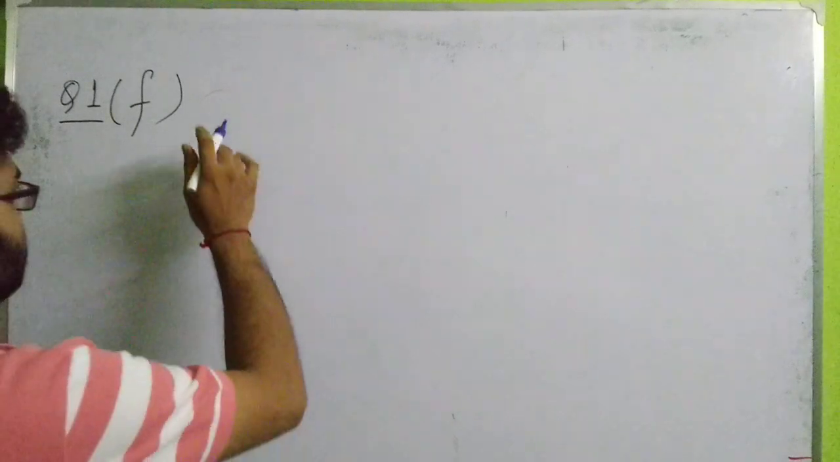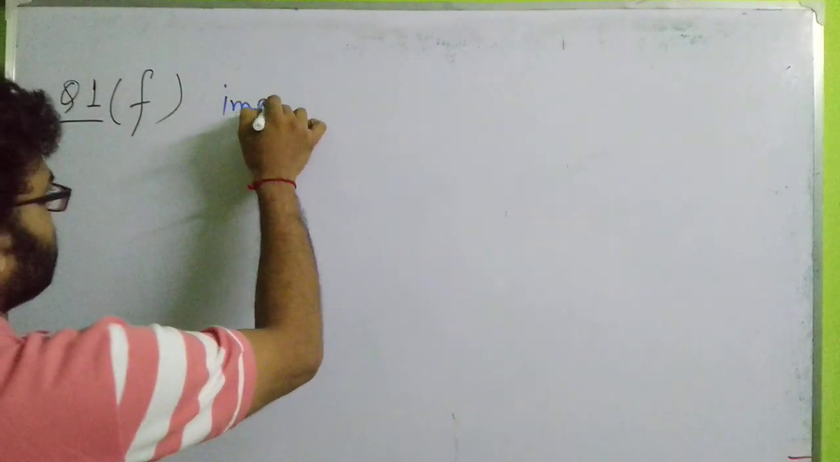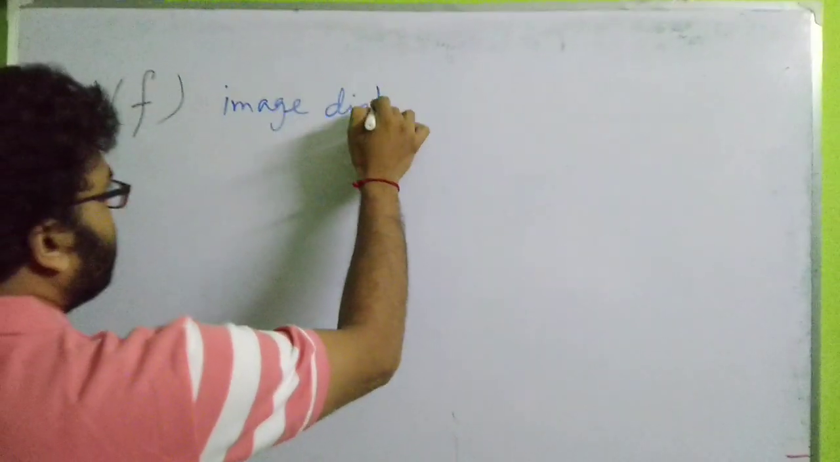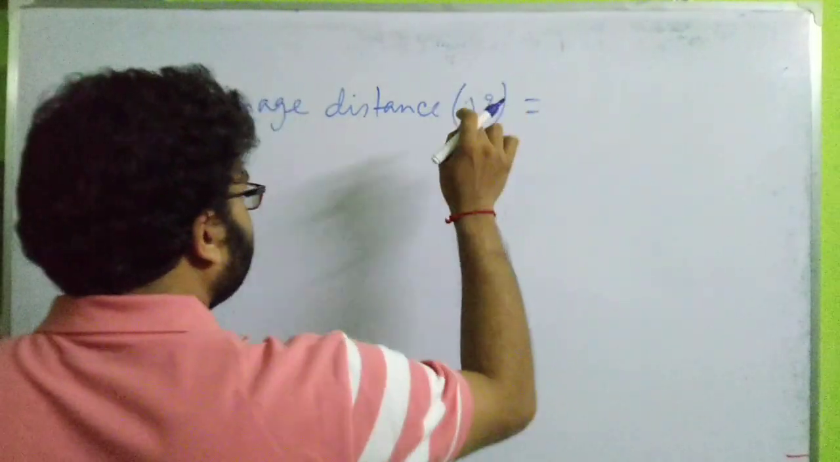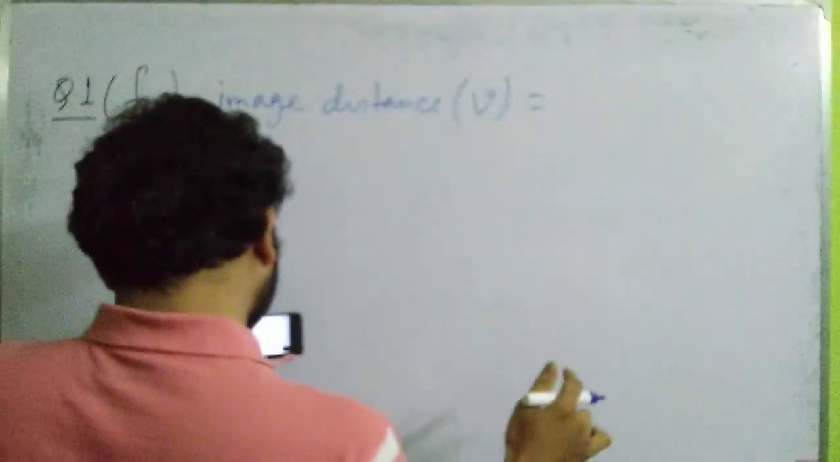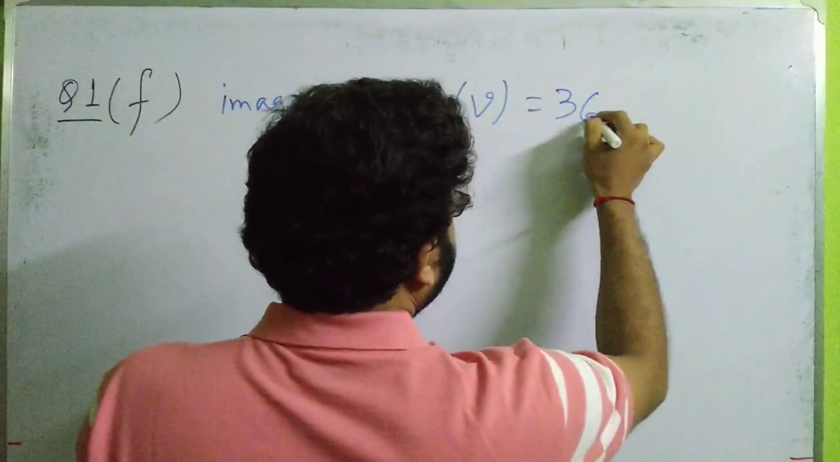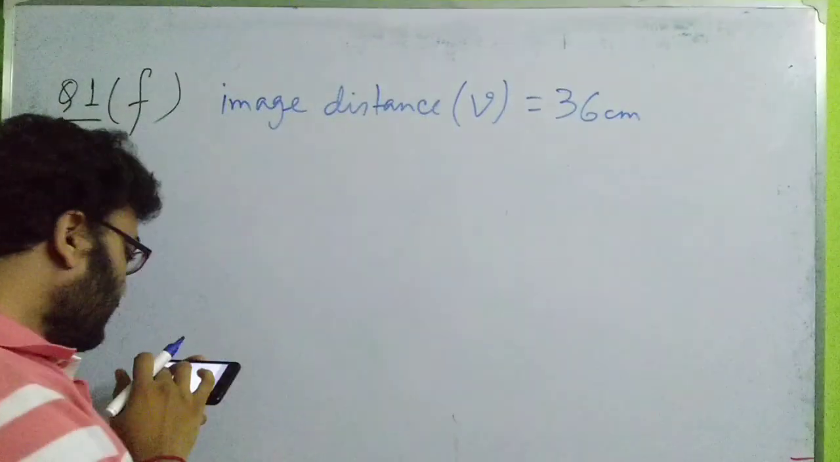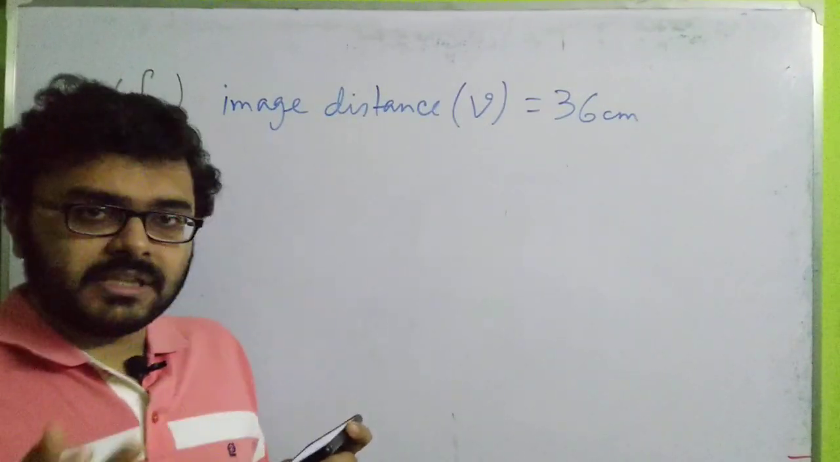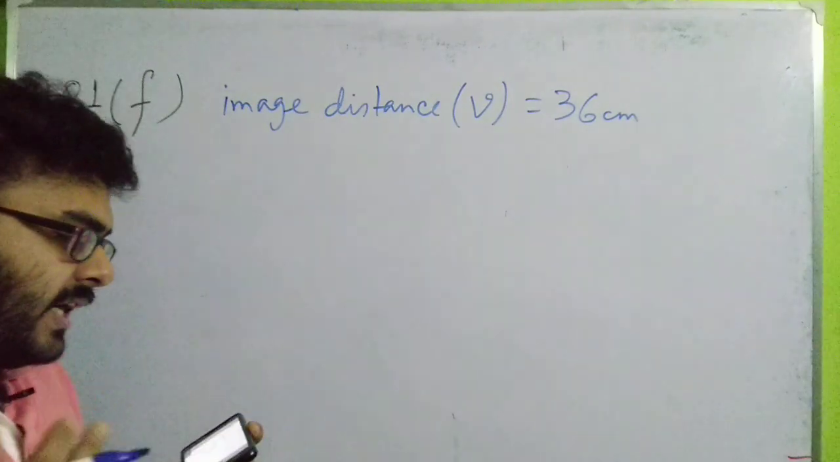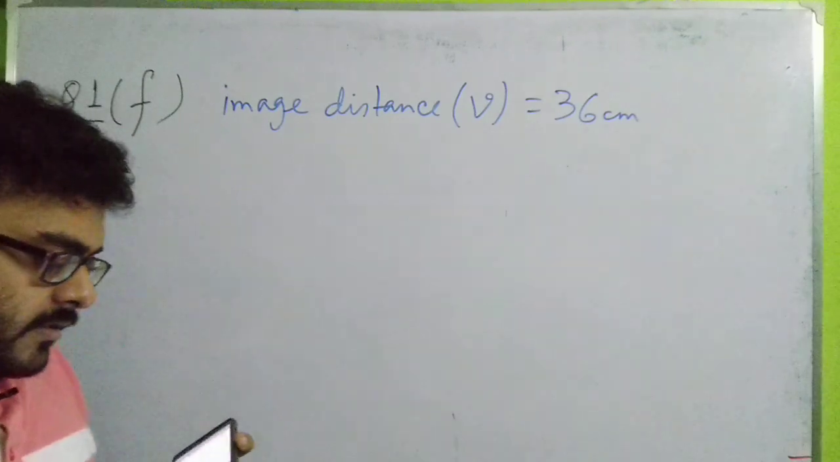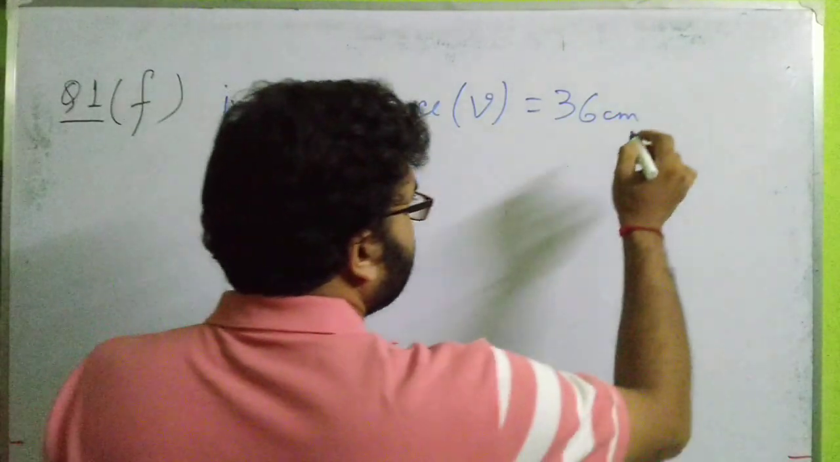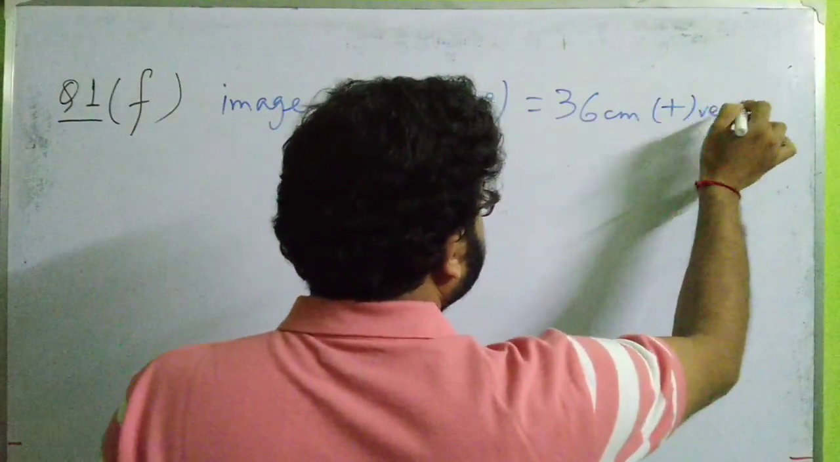So image distance is denoted by the letter V. Image distance V is equal to how much? It is 36 cm. Now if you see the figure, the image has been formed on the other side of the lens, so it is actually behind the lens. It is a real image because it is inverted in nature. So obviously the image distance will be positive, 36 cm and positive.